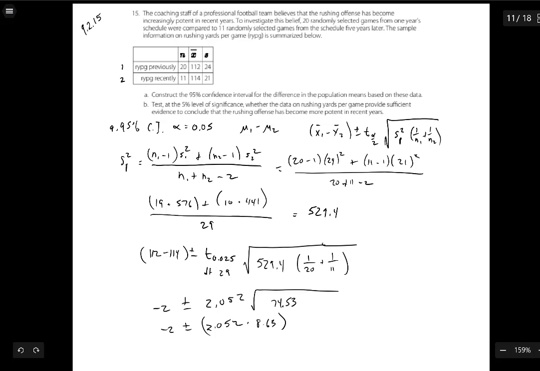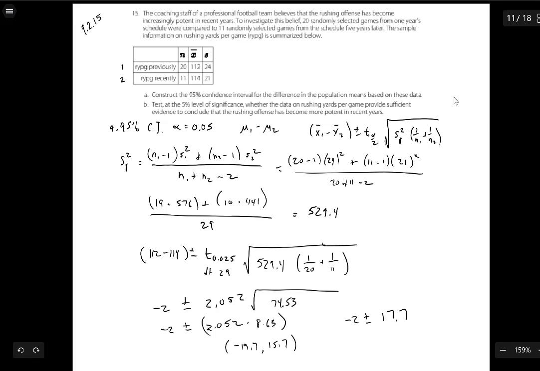So if we look at that, that's going to be minus 2 plus or minus 17.7. So our confidence interval is from minus 19.7 all the way up to 15.7. So we're 95% confident that in that range is where the difference of the population lies. So 0 is in the middle of that range, so 0 would be no difference. So we're pretty close to no difference. So let's do our test statistic at a 5% level of significance to see how that works out.